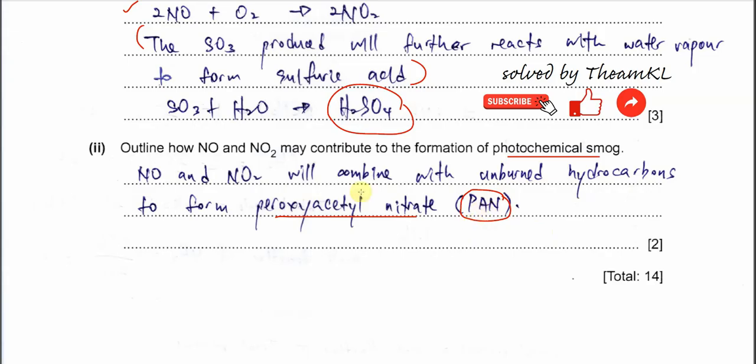So how is this PAN formed? When the nitrogen oxides combine with the unburned hydrocarbons, meaning from the petrol, those unburned hydrocarbons will combine with the nitrogen oxides, of course with the sunlight, and then it will form this PAN.